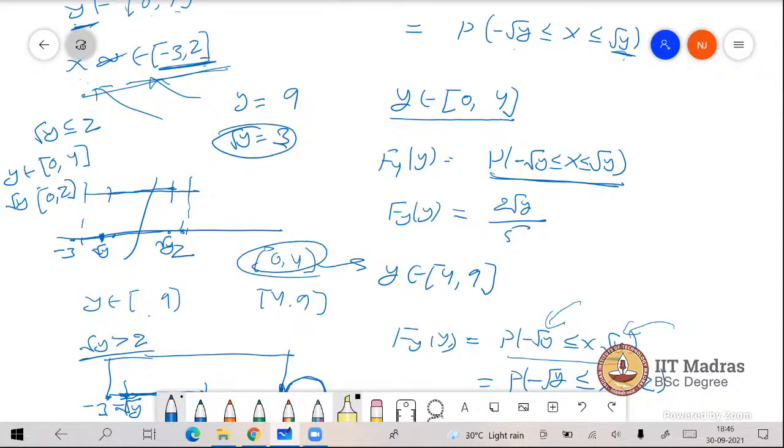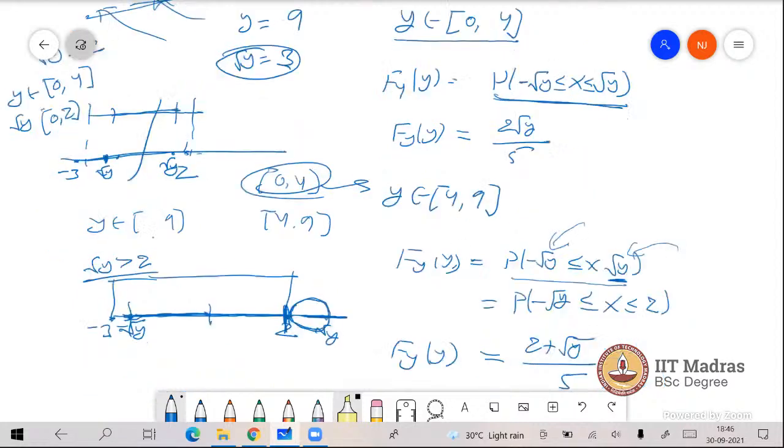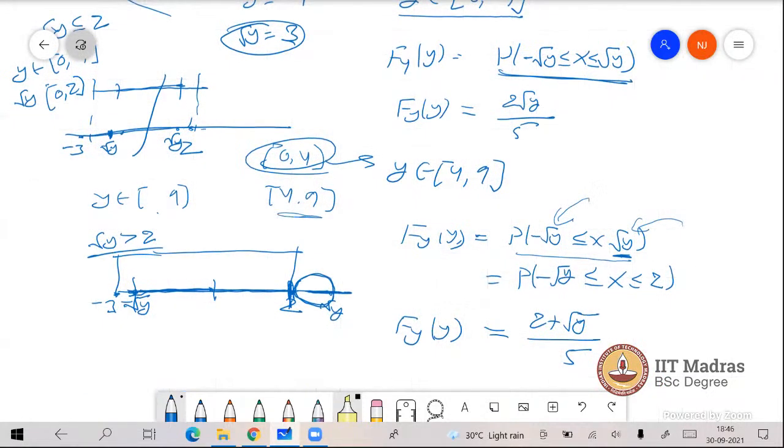I just calculated the length, because in this case my root y will come inside the support of x. But whenever y goes more than 4, then this upper part goes outside the range of x, or support of x. That's why I have restricted the upper limit to 2 only here. Root y I have restricted to 2. So that length upon total length, by 5.